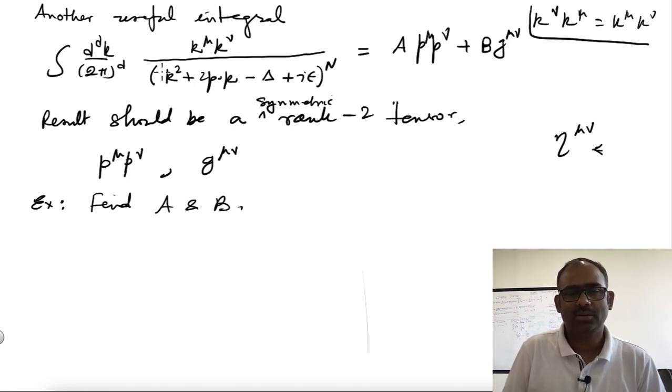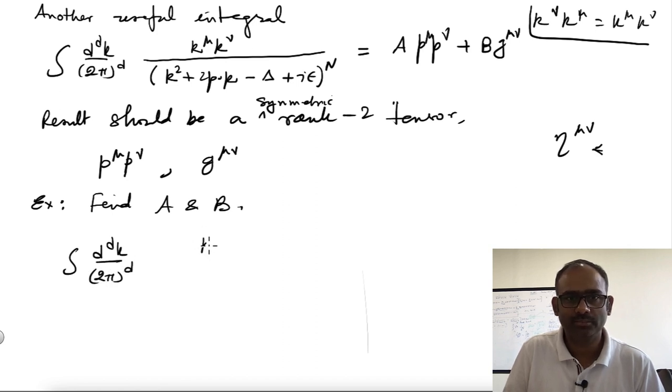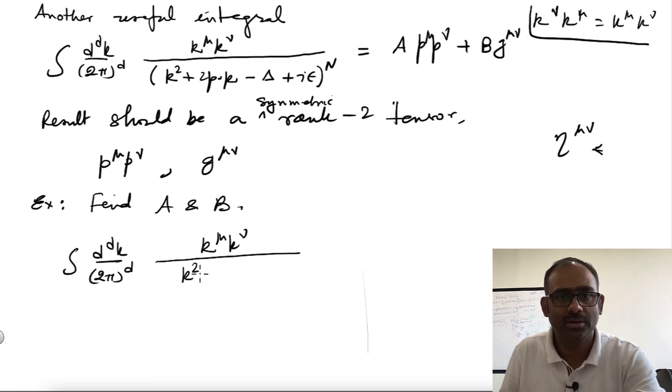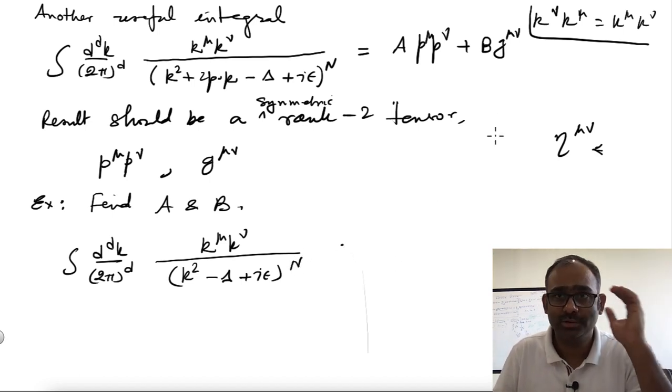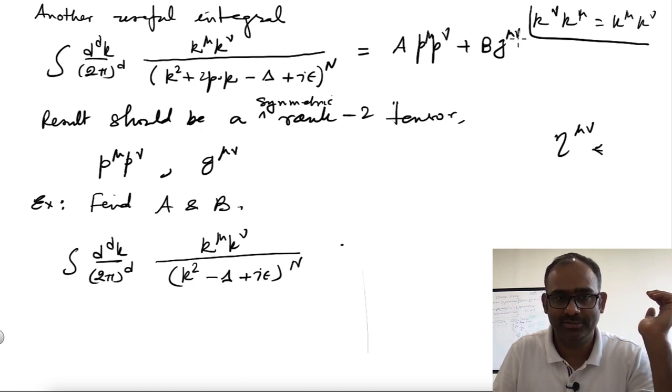Now, what I will do is put p equal to 0, so that I can evaluate this integral in a slightly simpler setting. So p is gone, and of course the result will not depend on this factor because p is 0 now. Let us look at this integral, ∫ d^dk/(2π)^d k^μ k^ν over (k² − Δ + iε)^n. I already know that this result should be proportional to g^μν, because that is the only thing that will be left now.